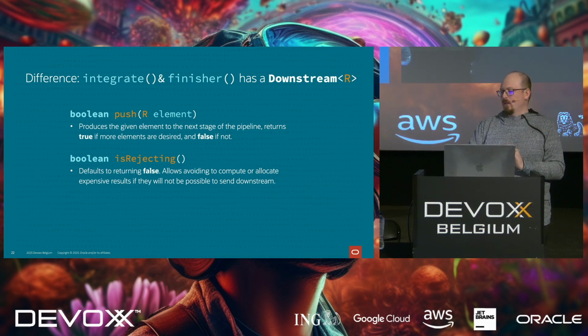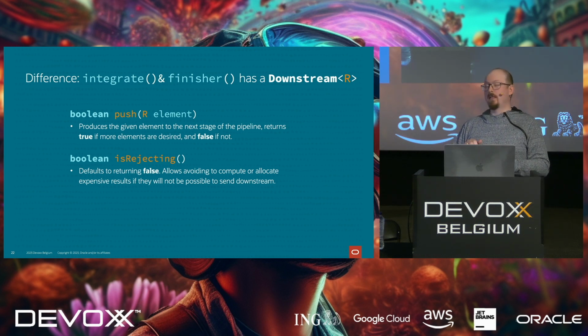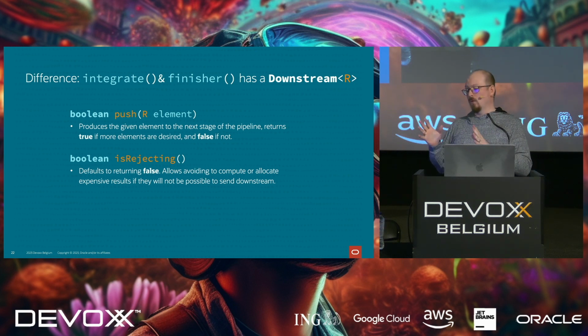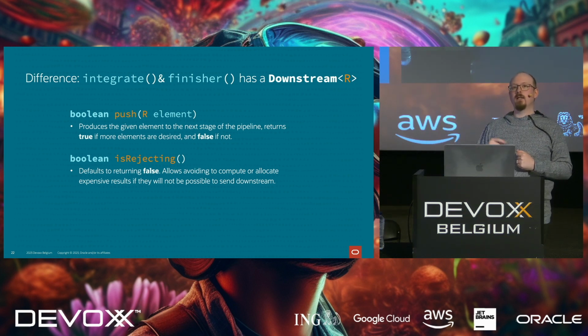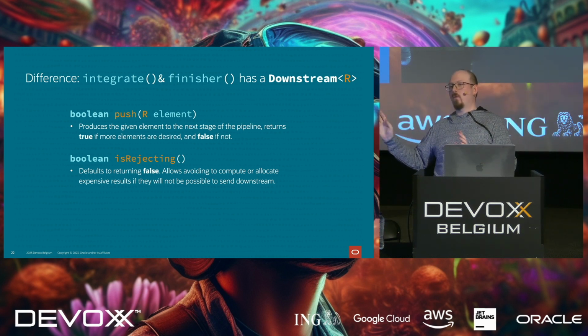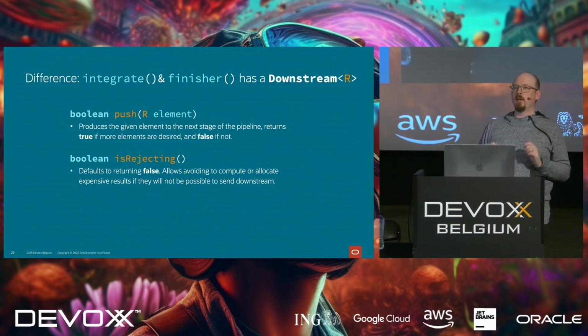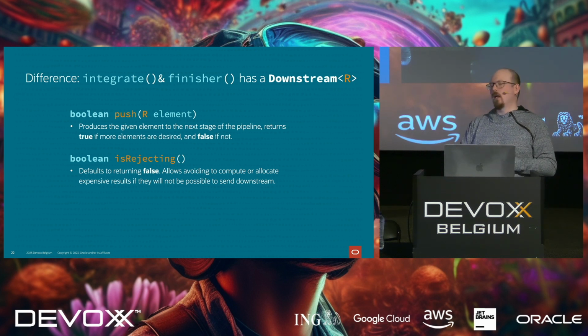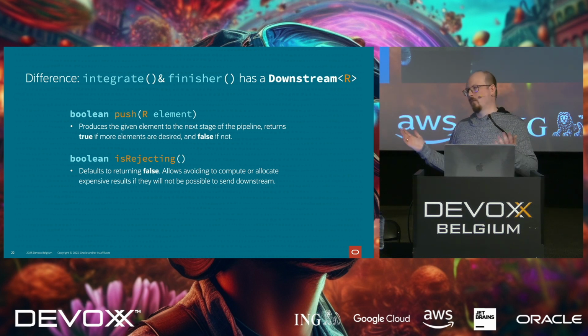The differences here are that our integrate method and finisher have the downstream handle, and downstream has 2 methods on it. One is a way of pushing an element to the next stage, to the downstream, and that also returns whether the downstream wants more elements or not. So that allows you to transitively propagate that signal of, hey, something far down there does not want any more elements, so let's make sure that we don't want any more elements either. And then there's a method that allows you to interrogate the downstream whether it's in a rejecting state, because at the end of processing, for instance, it might not be necessary to do a lot of work if you know that nobody's going to be able to accept it anyway.